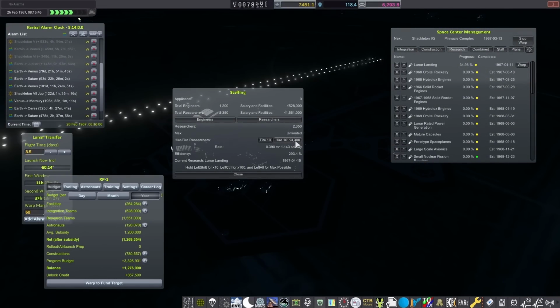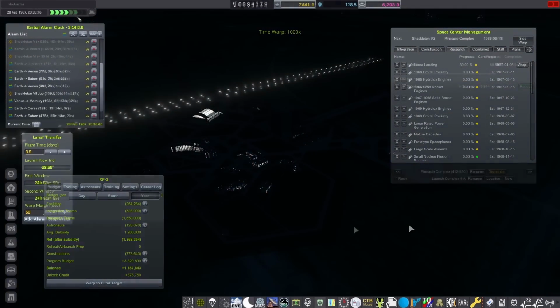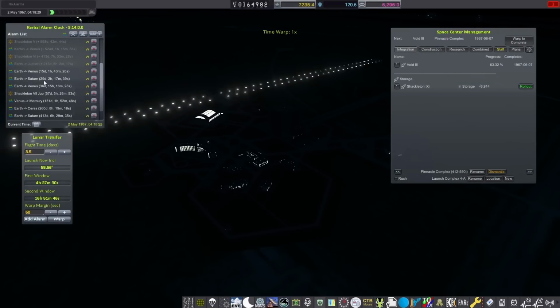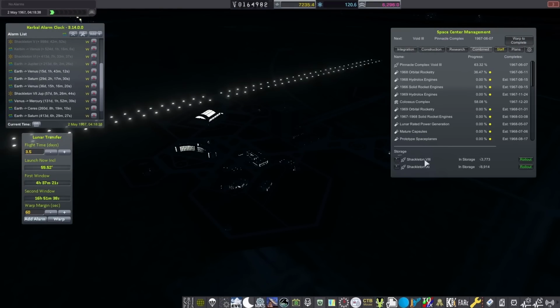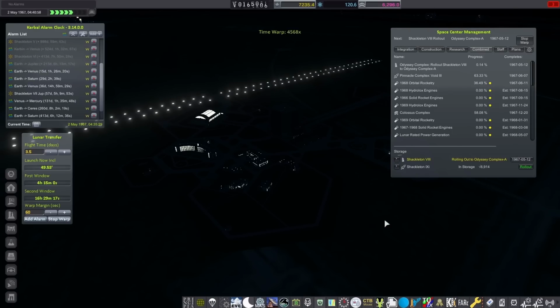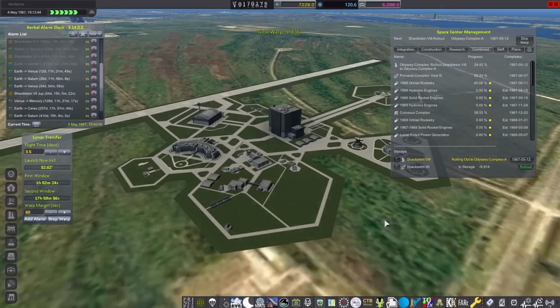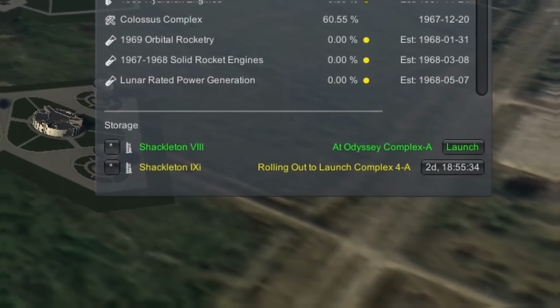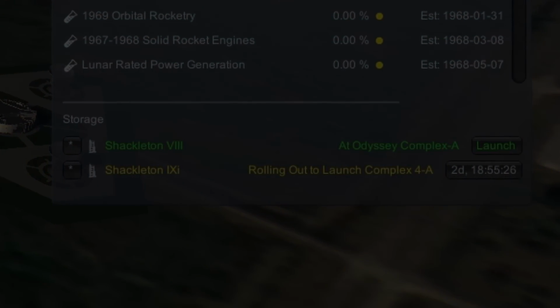just waiting for some of our transfer windows to open up, because I don't really have an awful lot going on at the moment. We are waiting for the Colossus Complex to be finished, and basically there's not an awful lot in low Earth orbit that I really want to be doing at the moment. But I am gaining a huge amount of funding a day, which is super nice.